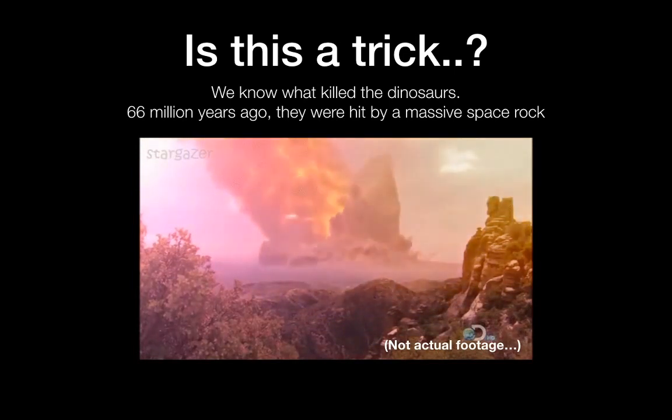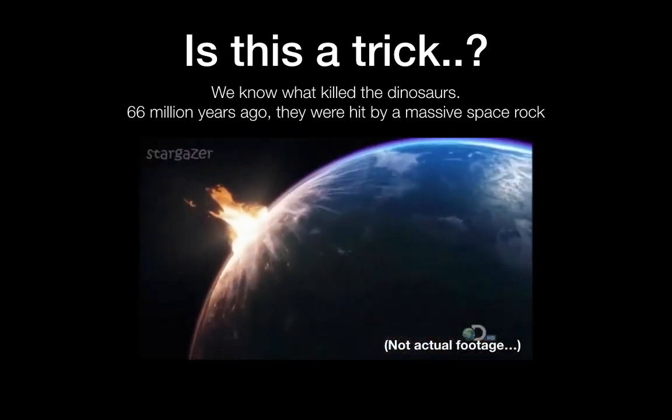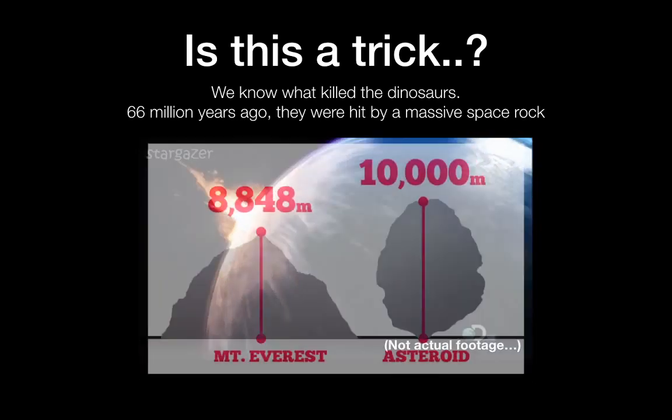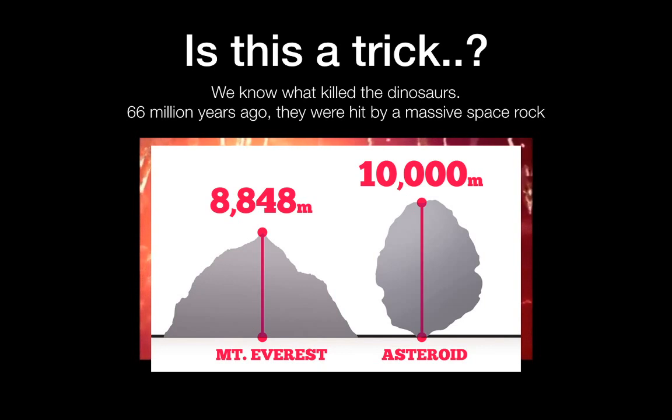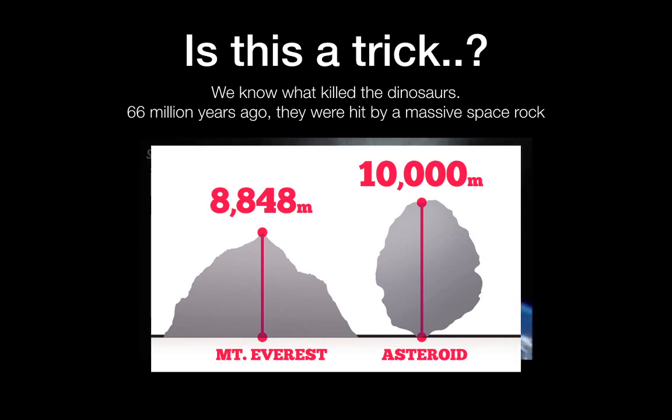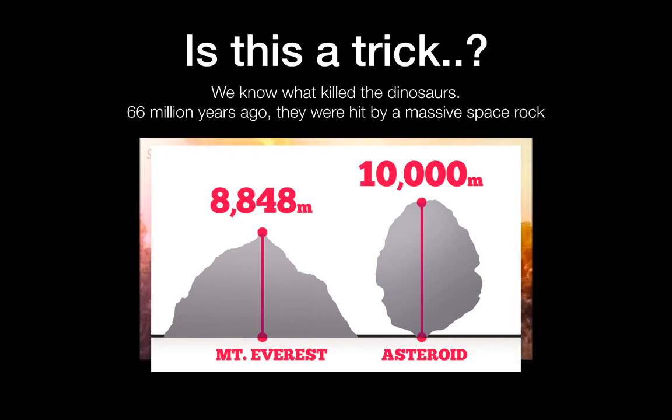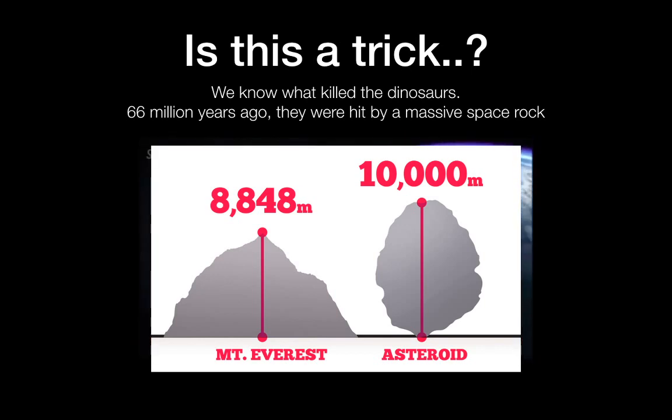So what we now know, or believe to have happened, is that 66 million years ago, a giant space rock that was at least 10 kilometers across, so therefore, if you stand it on its side, it would be taller than Mount Everest, hit the Earth and caused an absolute disaster, essentially.